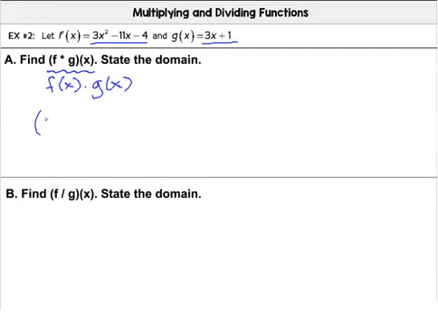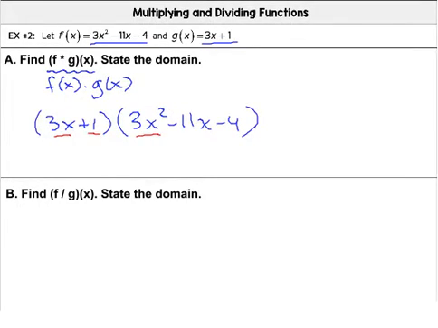When we multiply these together, we're going to have to distribute both of these terms through the entire polynomial there to the right. So we will get 3x times 3x squared. That is 9x cubed. 3x times negative 11x. That's negative 33x. 3x times negative 4. And now we repeat, but with the positive 1.